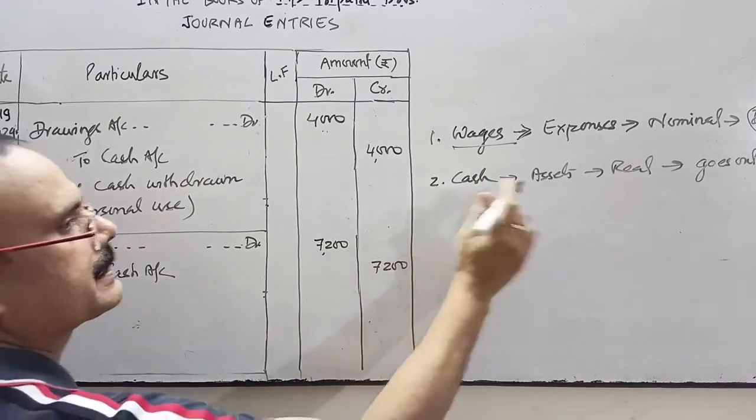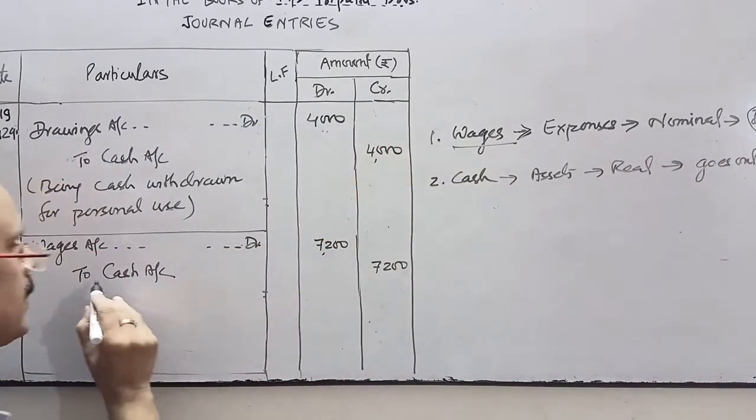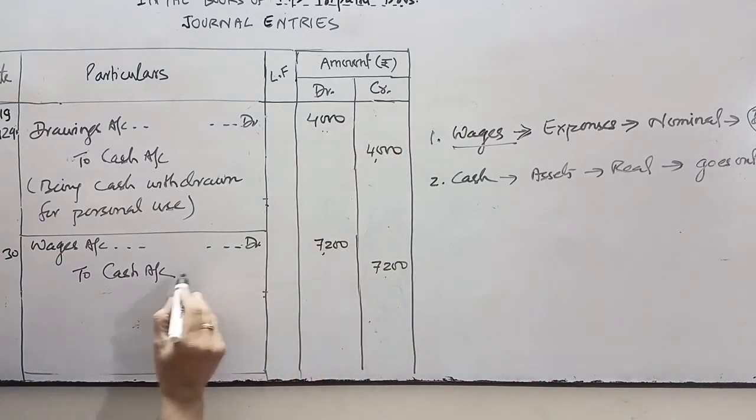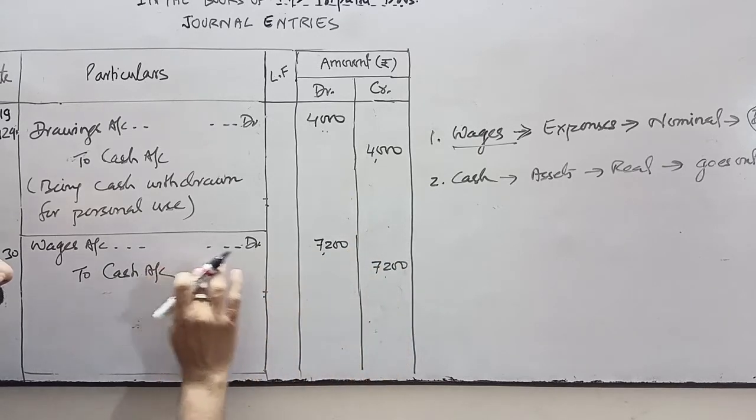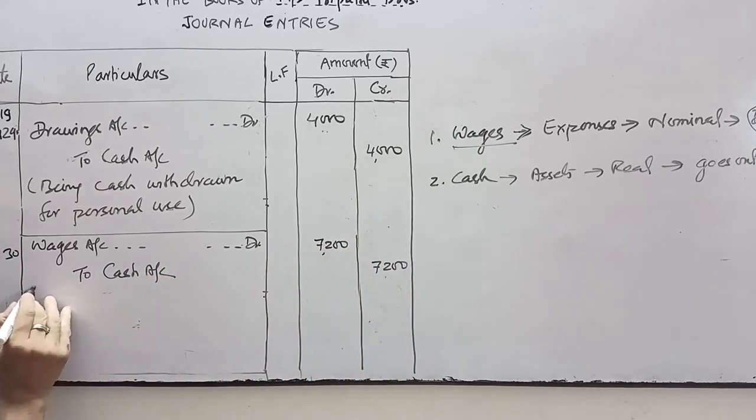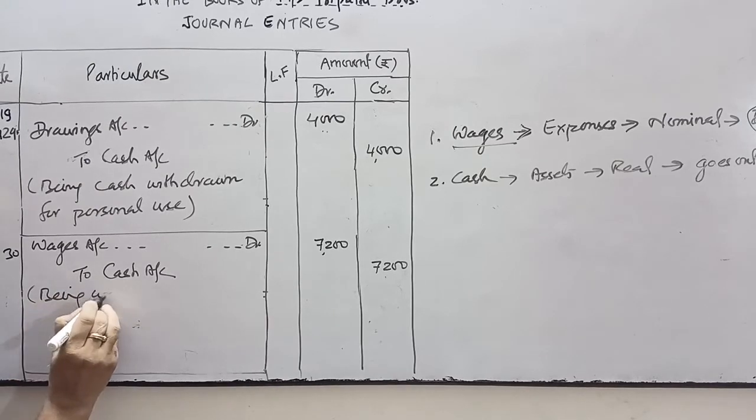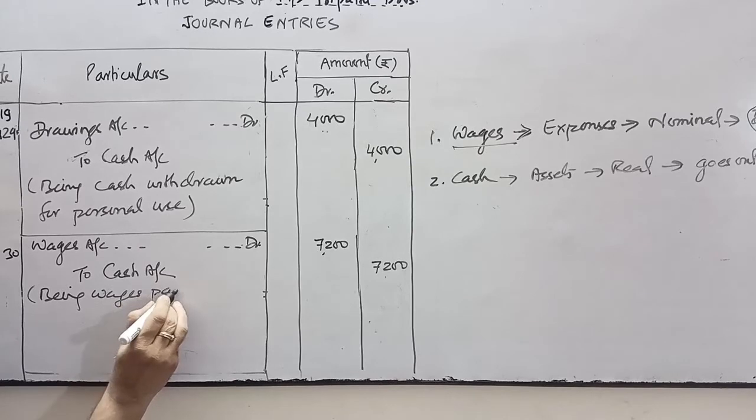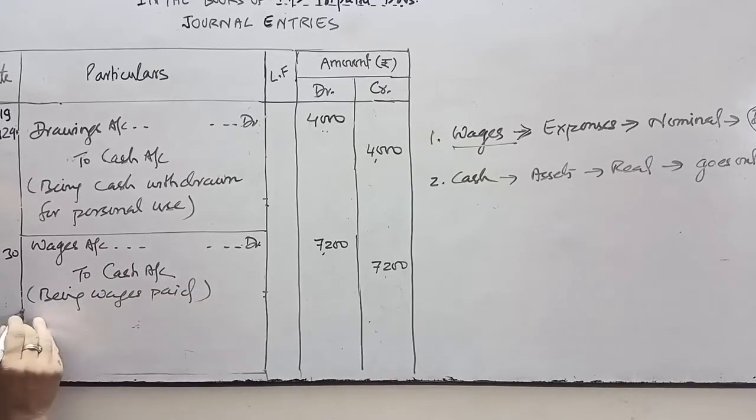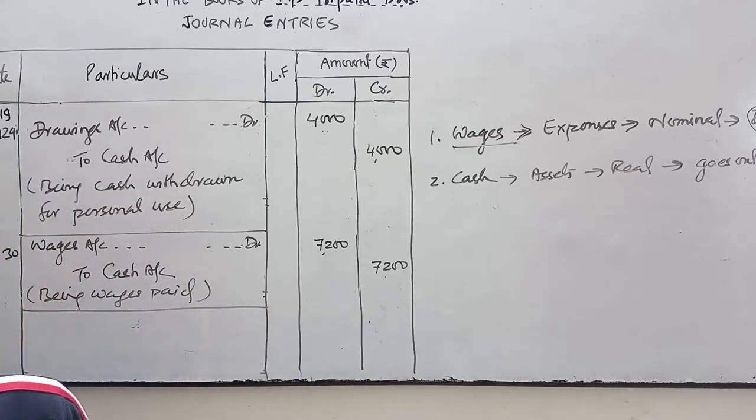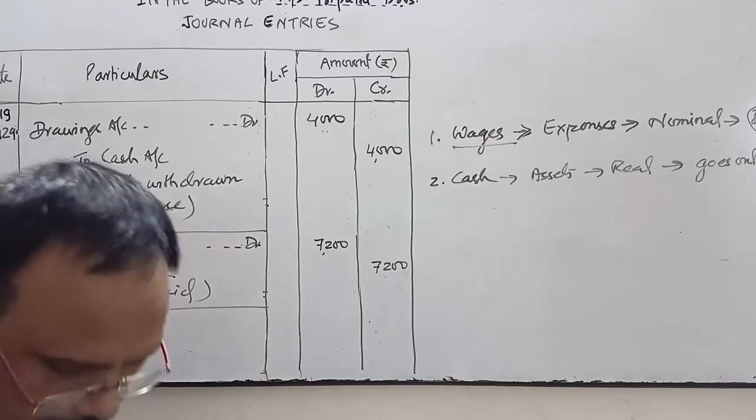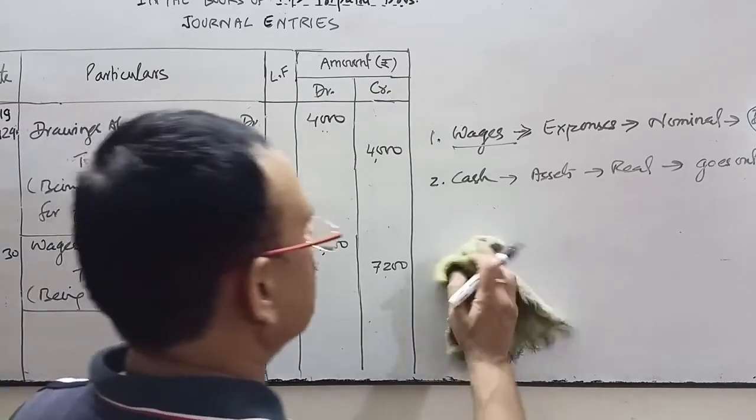Cash is credited. So cash account will be shown in the credit column just in front of the cash. It should not be above, it should not be below this line. And narration will be very simple, being wages paid. That's it. Being wages paid within the bracket and just close down. So the payment of wages transaction is recorded. Now next is bought machinery for cash. Bought means we have purchased.